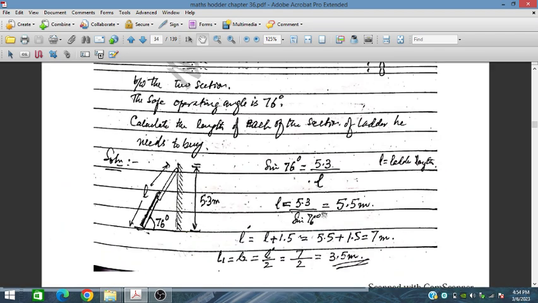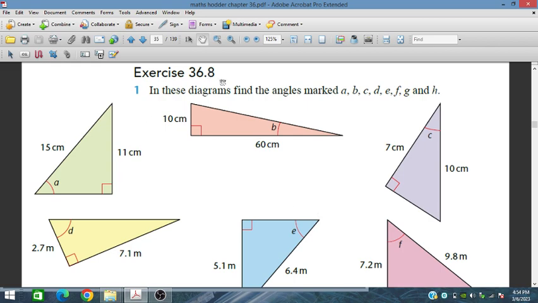In the next session we'll discuss exercise 36.8.